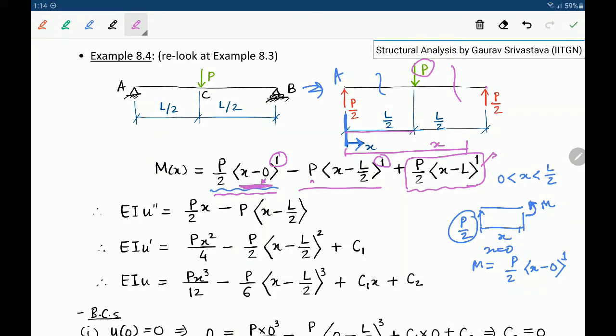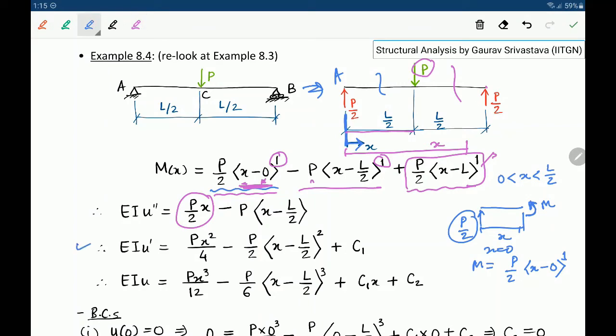Another thing to note here is that this angular bracket x minus 0, since the minimum value of x is also 0, simply becomes a simple polynomial, so P by 2 times x. And then we have minus P times angular bracket x minus L by 2, where for this second term we have to carry the angular bracket.